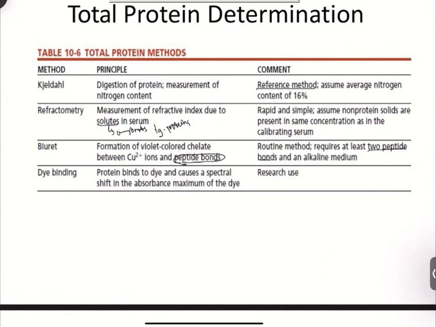Okay? Next is your dye binding. Protein binds to a dye and causes a spectral shift in the absorbance maximum of the dye. This is used for research purposes. Okay.